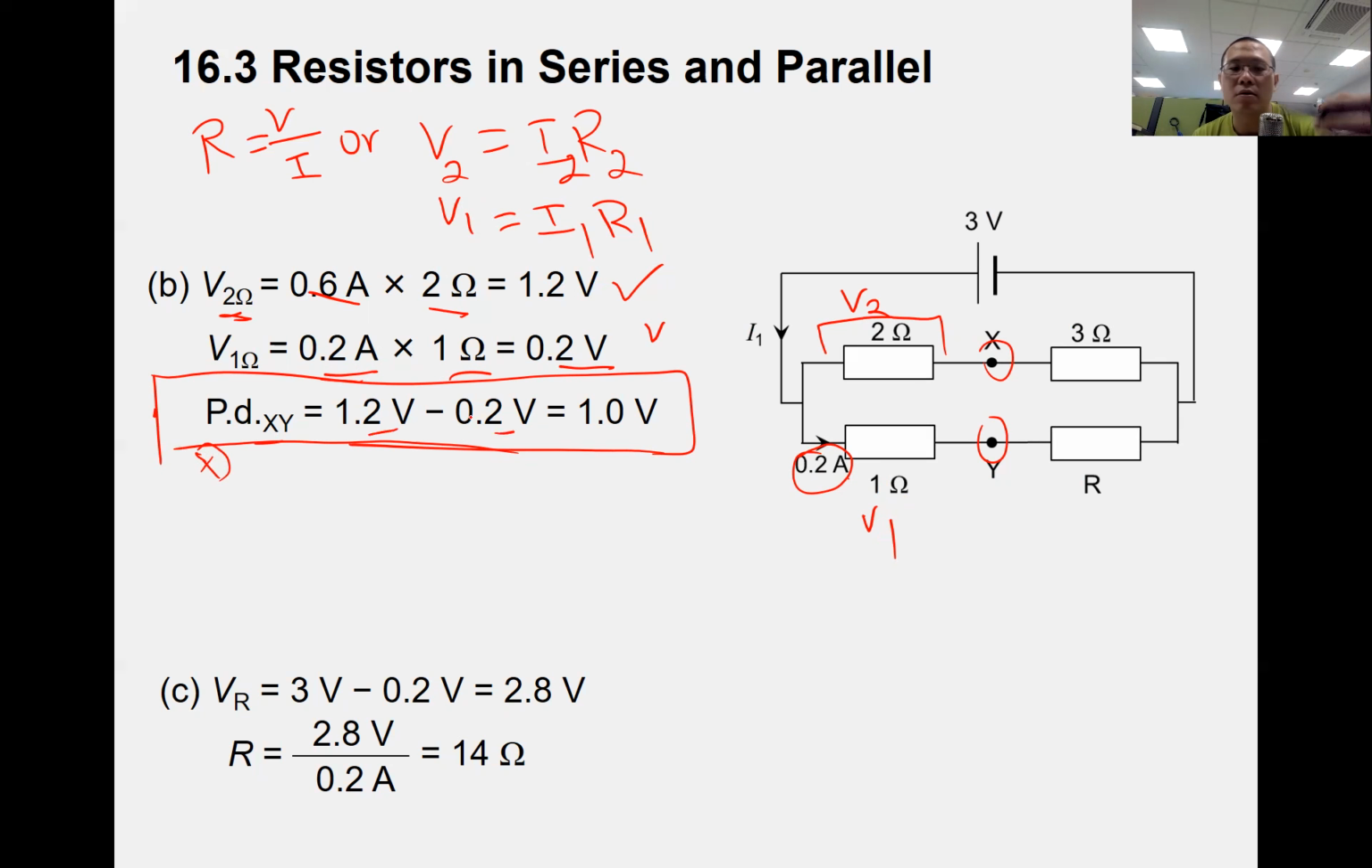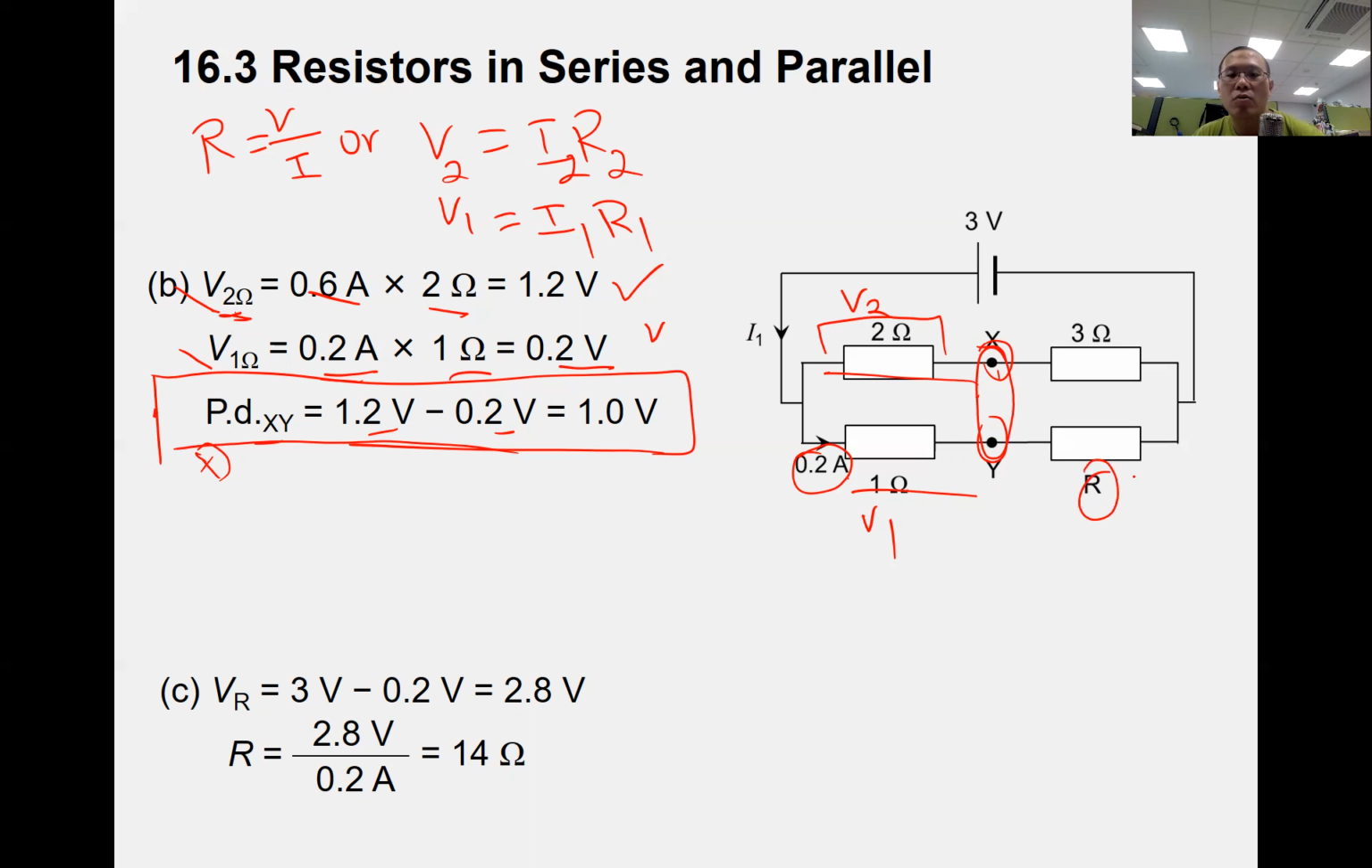But in a nutshell, how do I know X and Y? I'll just take the difference between V1 and V2, the 2 ohms and 1 ohm, the difference between the voltage here and the voltage here. Then I will be able to get the potential difference across X and Y. Now, how do I find the resistance of this resistor here?